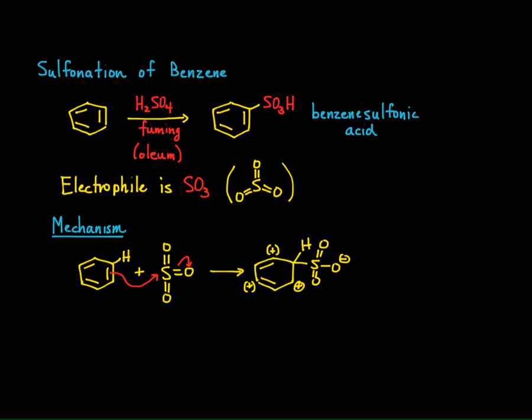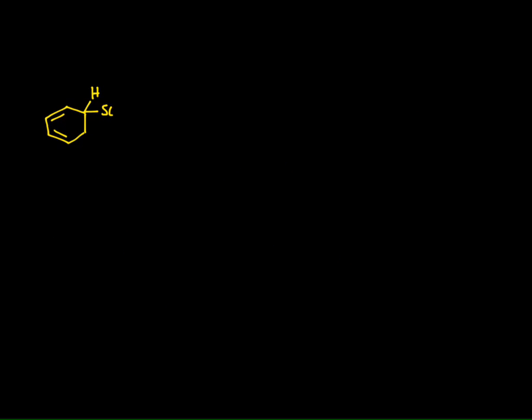Again, thinking about the resonance structures of that cyclohexadienyl carbocation, we know there's positive charge in these 2 positions as well. All right, so what happens next? Well, there's 2 things that have to happen here. The first is deprotonation and reforming the benzene ring, and the second is protonation of that SO3 minus.